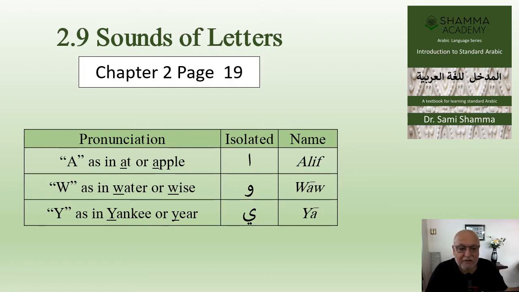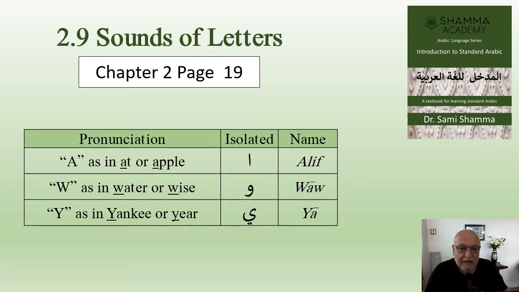So let's look at the three letters in the Arabic language that are consonants as well as vowels. They are a, as in apple or at. There is the u sound, as in boot, root, and so forth. And then there is the e sound, which is like beer, seen, and so forth.